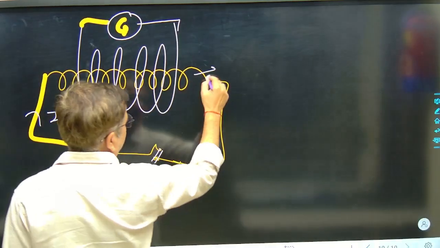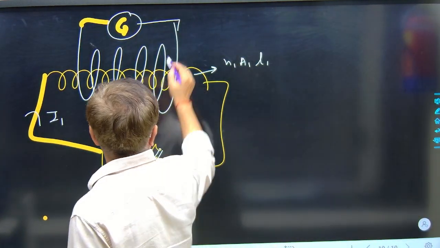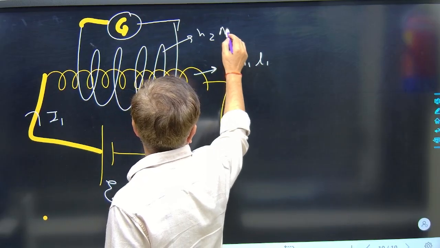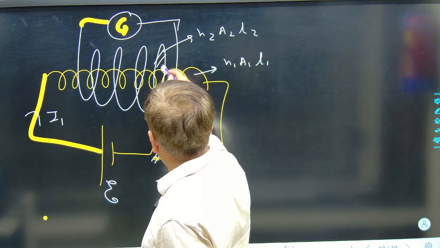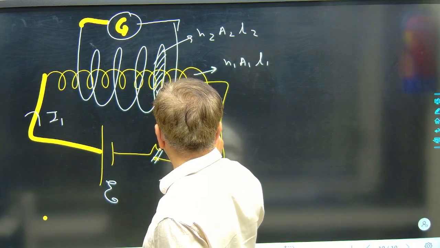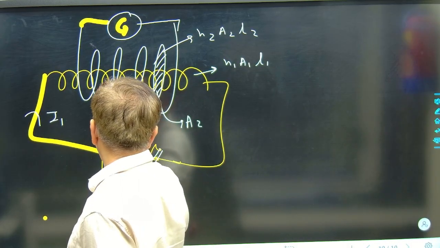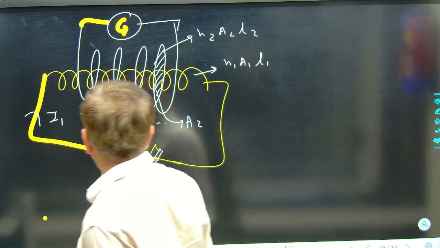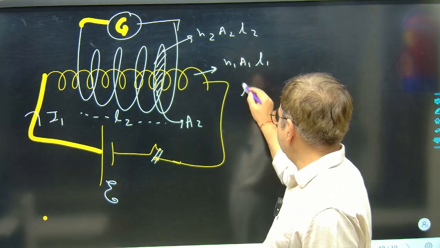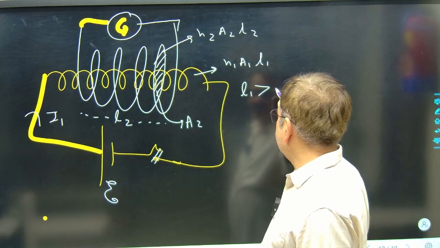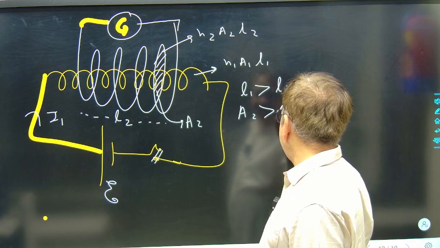In the first coil, the number of turns is N1, area A1, length L1. In the second coil, the number of turns is N2, area A2, and length L2. If you see, the L1 length is more than L2, but area A2 is more than area A1.